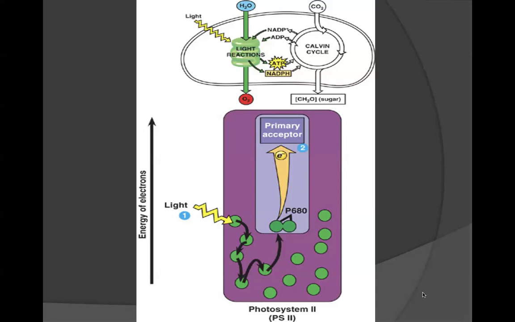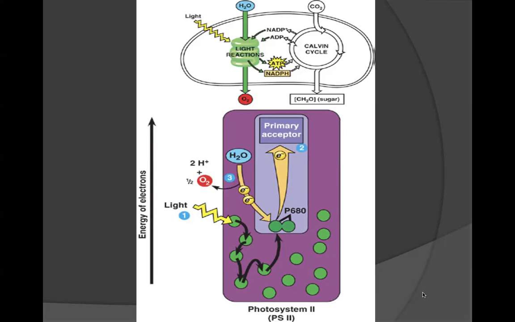We have the presence of a light harvesting complex that consists of various chlorophyll pigments that will help absorb the energy from the sun and transfer it to those electrons being housed in P680. Once those electrons are energized enough, they are delivered to the primary electron acceptor. From here, they would then go on to the electron transport chain.